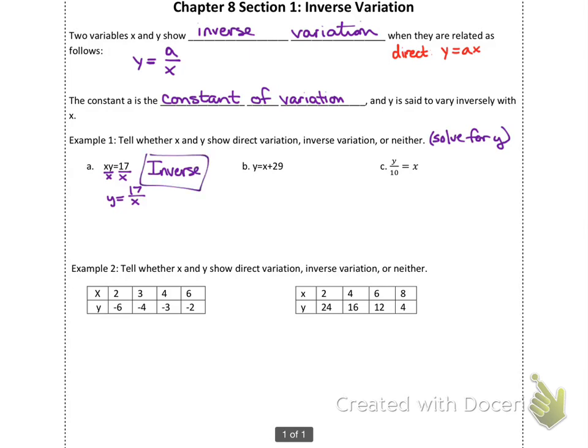Now for B, it's already solved for y. There's nothing we can do. And that looks neither like division nor just multiplication. Well, that means that it is neither, and that is possible.